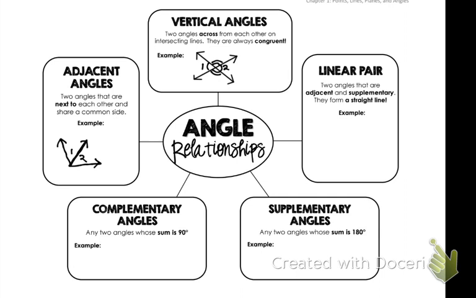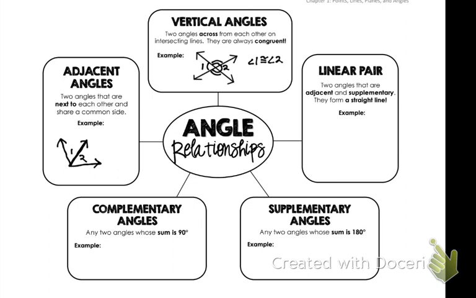But notice I put 2 on these and 1 on these. All 4 aren't congruent. You're just congruent to the one across from it. So we would know that angle 1 is congruent to angle 2. Let's skip linear pair for just a second.